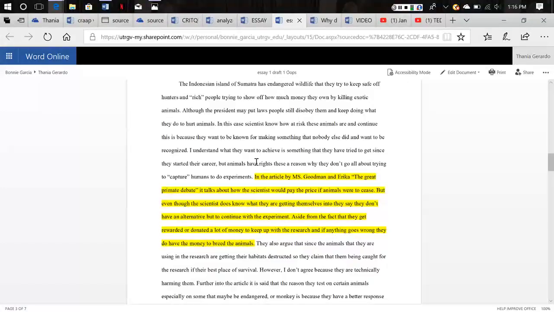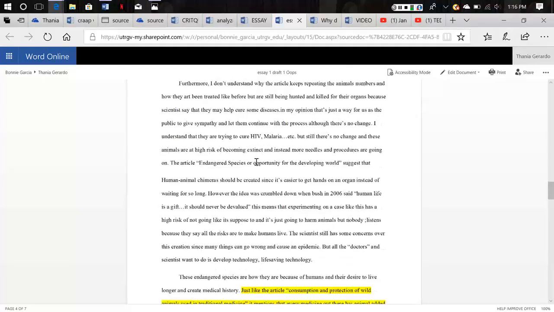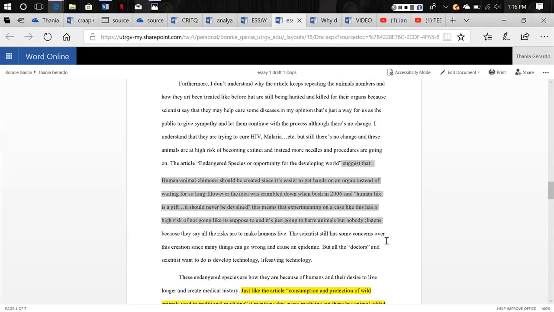Okay, well here's one. I quoted this one. Well, actually I didn't even quote it. So I didn't quote anything because I didn't know I had to quote. All I did was read the article and then write a little summary. So here, look, the article "Endangered Species or Opportunity for Developing World." I quoted the title and then I just wrote a little mini summary about it.